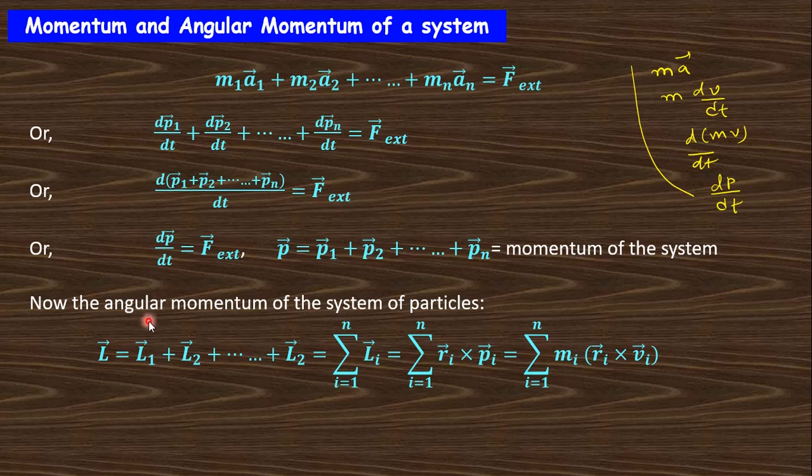Okay, so similarly you can find the angular momentum of this system. Angular momentum is the summation of the angular momenta of each particle. This can be written in summation form, and angular momentum depends on linear momentum. With this, L is r cross p, so p can be written as m times v, and this is the relation.